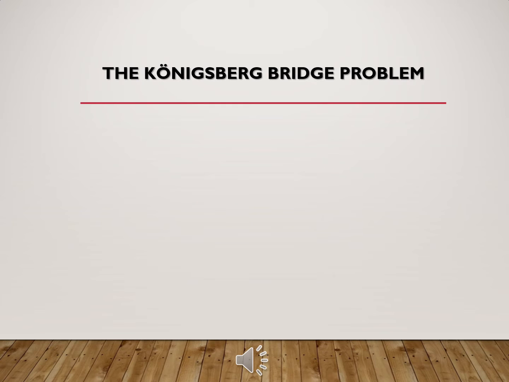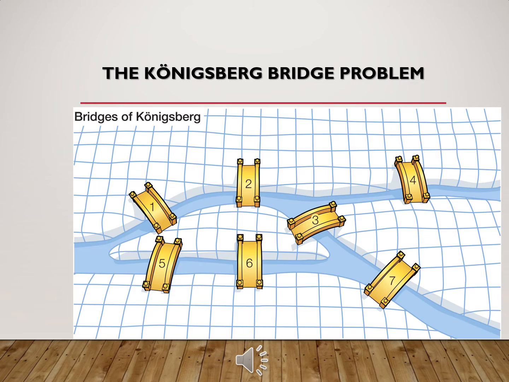In the 18th century, there was an interesting problem that laid the foundation of a topic of mathematics that we now know as graph theory. In the country of Prussia, there was a town by the name of Königsberg, which was made up of 2 islands and 2 riverbanks. These 4 different landmasses were separated by the Pregel River, and hence 7 bridges were built.